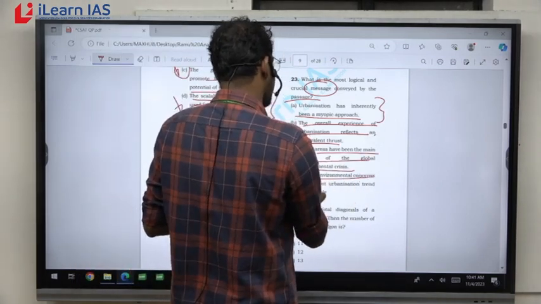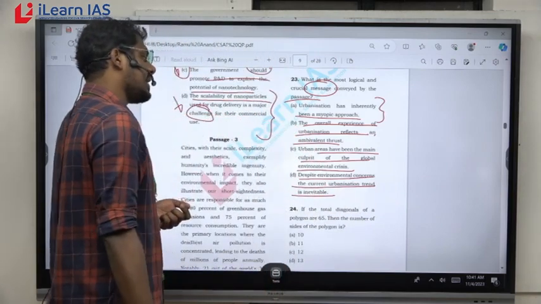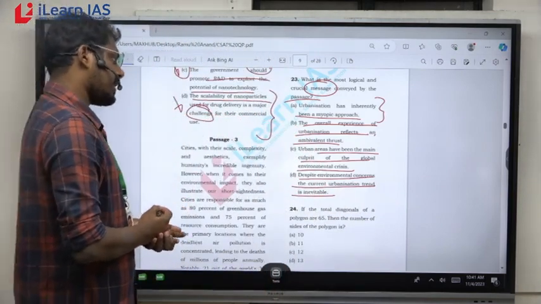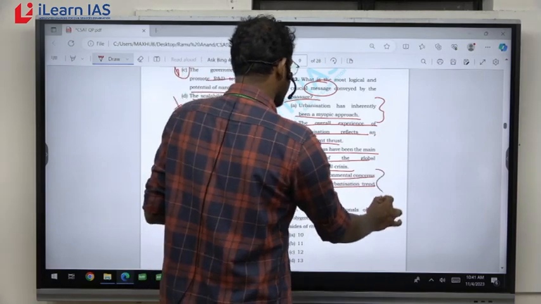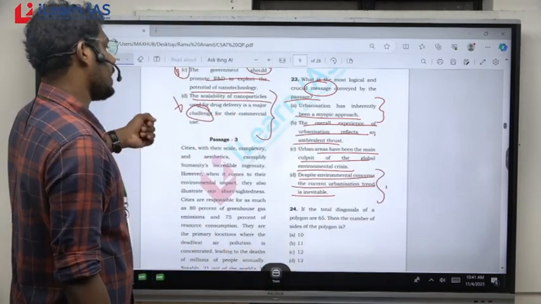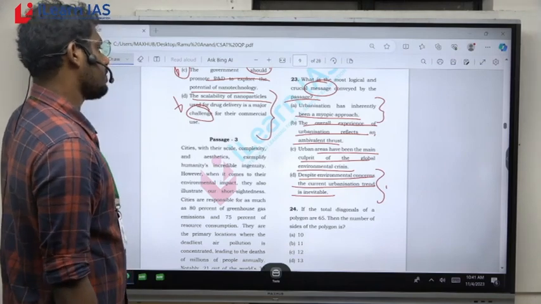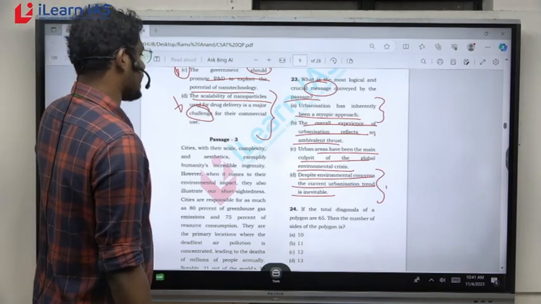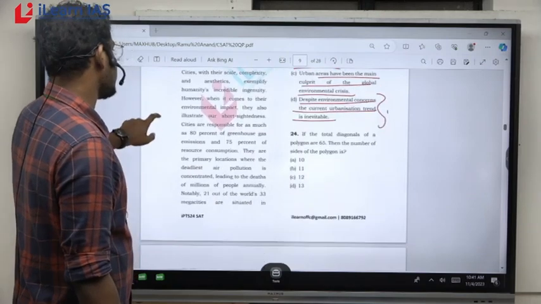Option D: Despite environmental concerns, the current urbanization trend is inevitable. So option A and D seem to be somewhat incorrect. Well, anyway, let's read the passage.